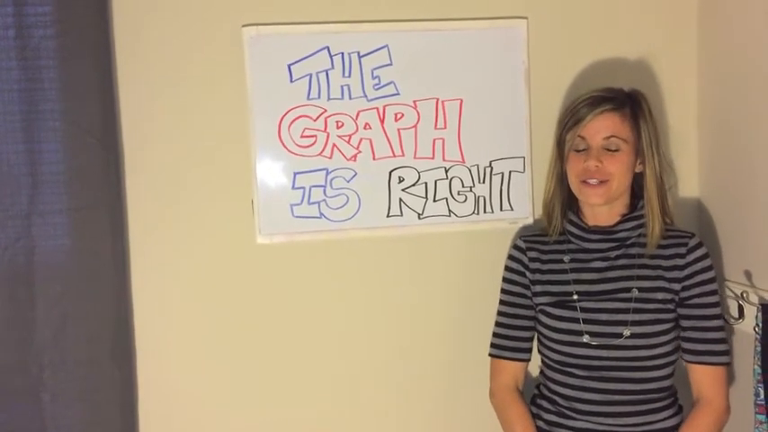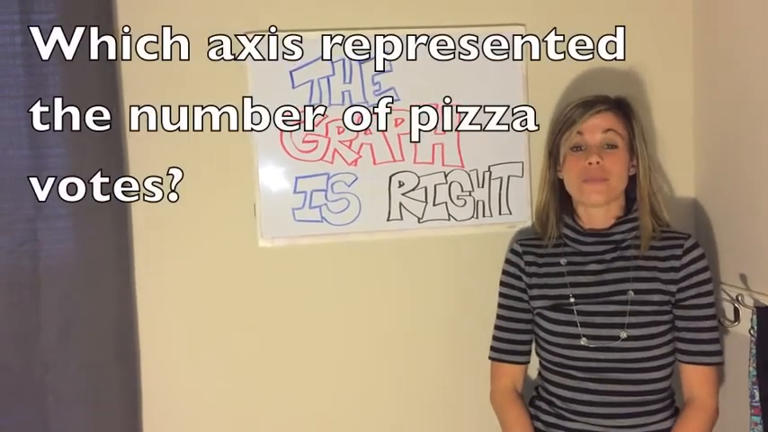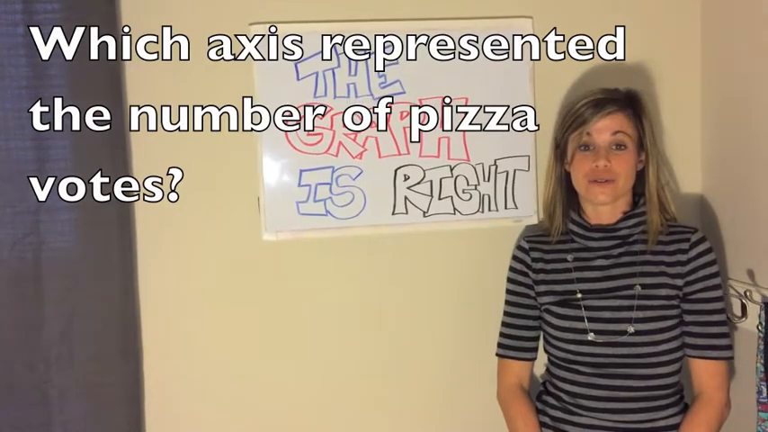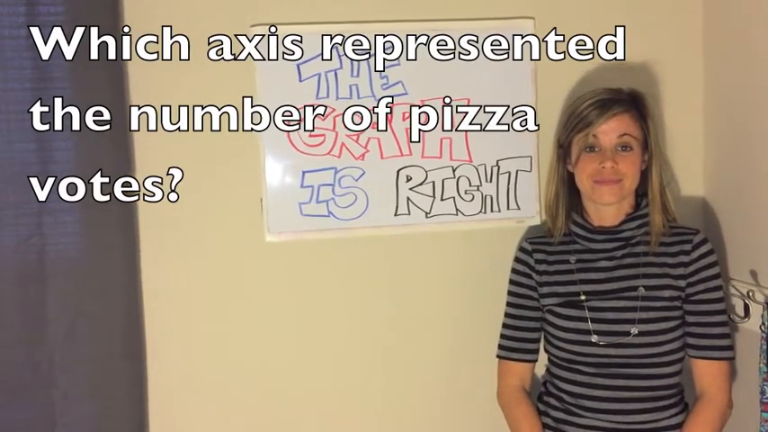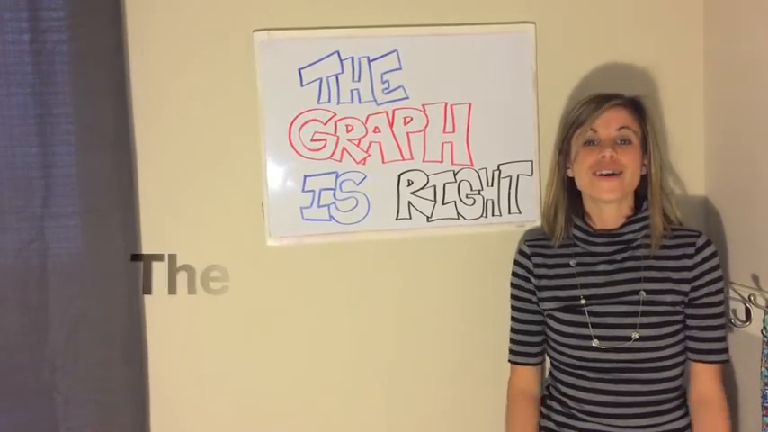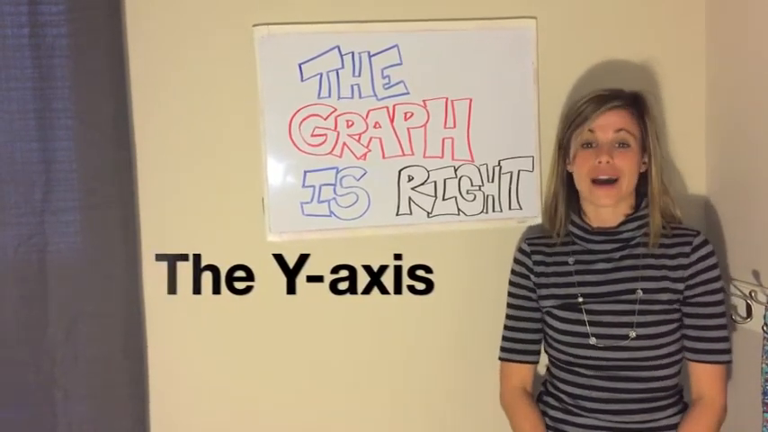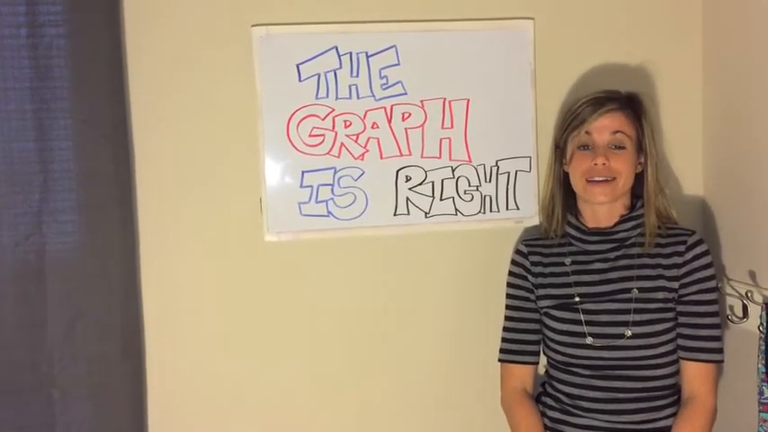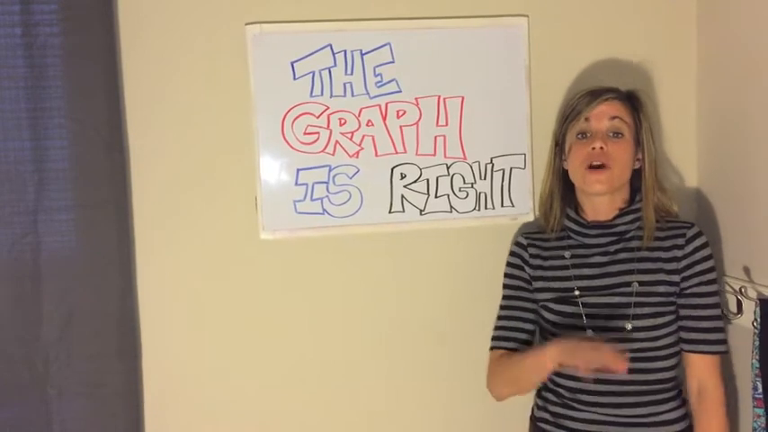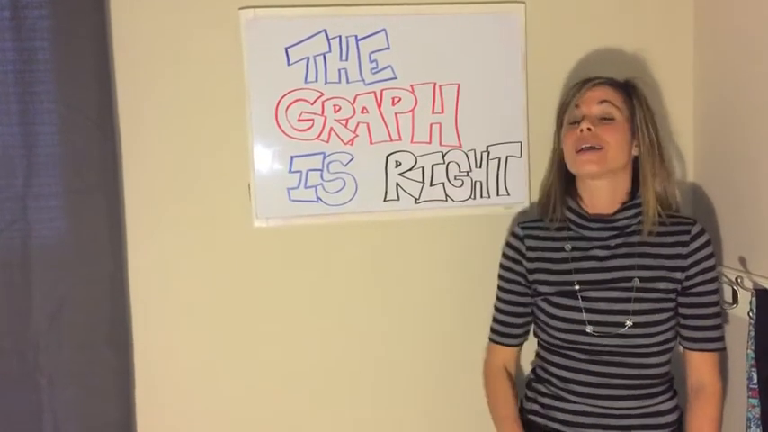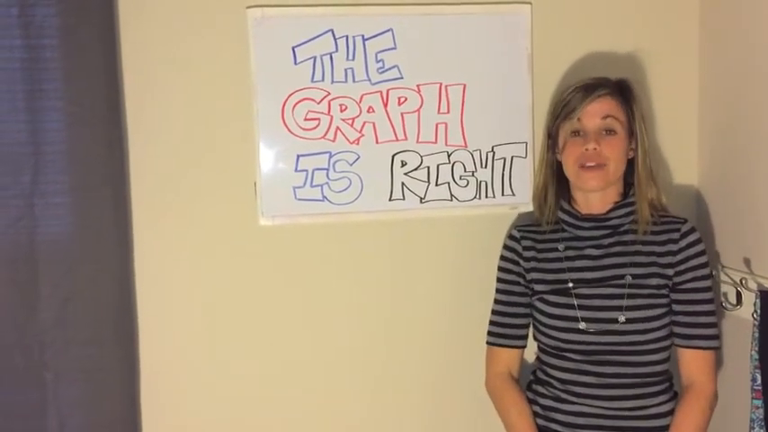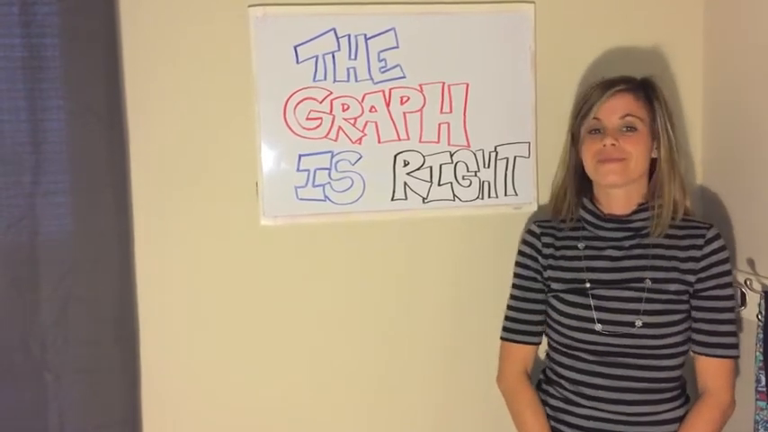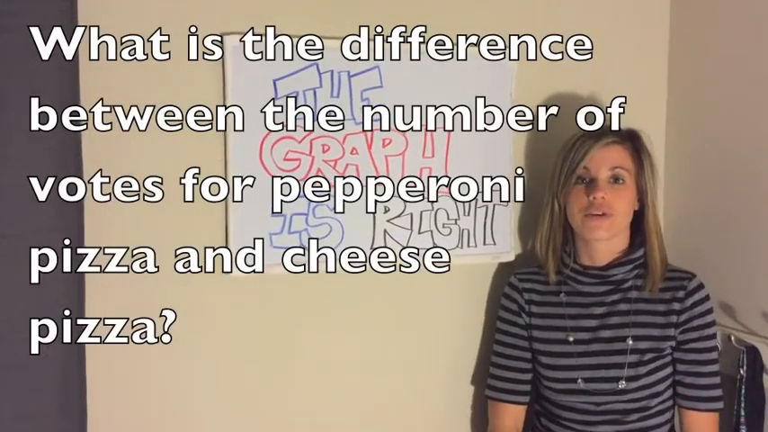Alright, question number 2, guys. Which axis represented the number of pizza votes? Awesome, guys, you're correct. The y-axis or vertical axis. And remember, that goes from the bottom to the top, and it will have the scale and the number of increments on that side.